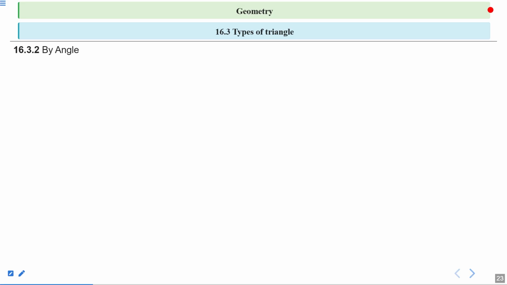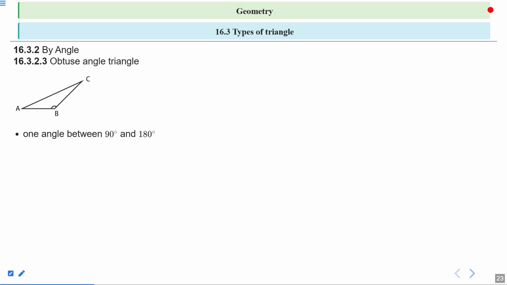Based on angles, the third is the obtuse angle triangle. This is the diagram of an obtuse angle triangle. One angle is between 90 and 180. Let B be the largest angle. So AC, which we can call side b, is the largest side.